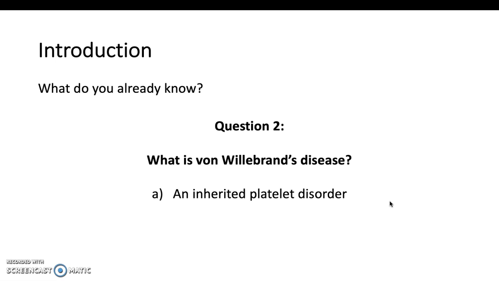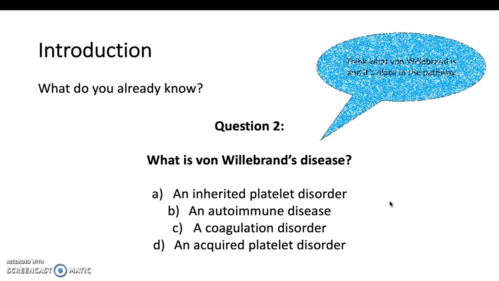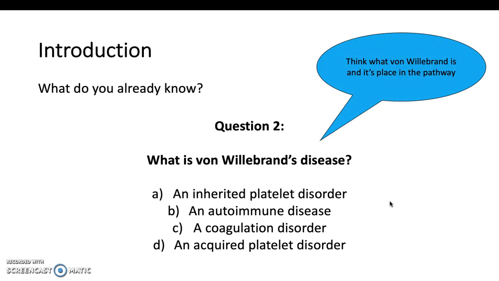So next question, what is von Willebrand disease? Is it an inherited or acquired platelet disorder, an autoimmune disease, or a coagulation disorder? Try and think where von Willebrand is in the pathway and what you'd expect from this. So it's a coagulation disorder. Von Willebrand and haemophilia both come under this term, and it's the most common hereditary coagulation disorder, and we'll go into it a bit more. Fun fact of the day, it also affects dogs.